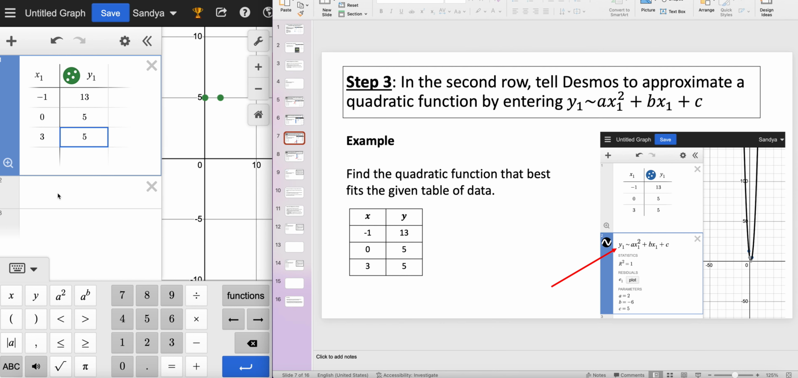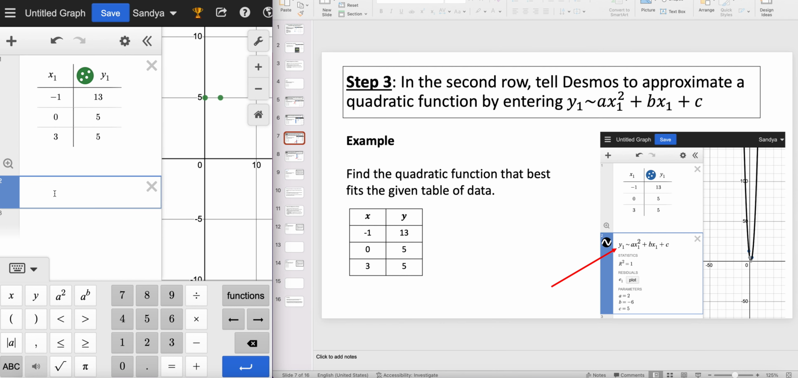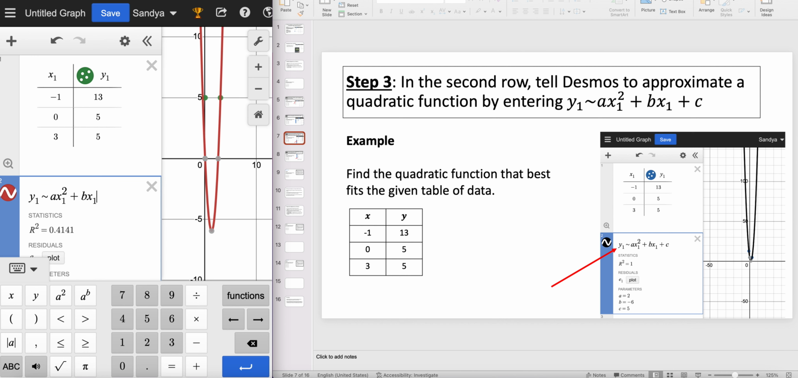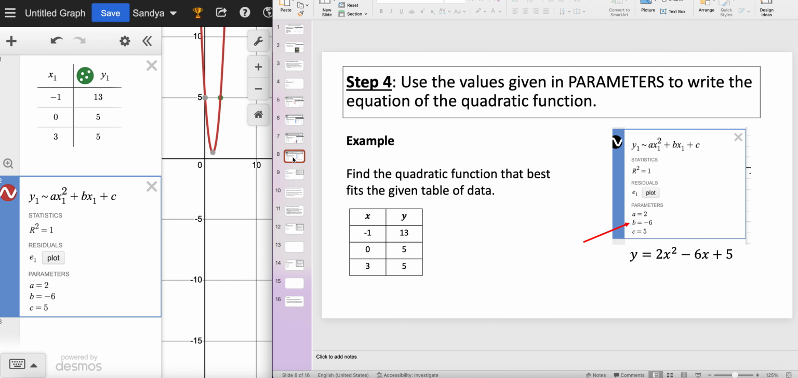So now what we're going to do is we're going to type in our general form of a quadratic. So y1 is approximately ax1 squared plus bx1 plus c. So when we do that, it now gives us these values that we can use to write the quadratic function. Notice under parameters, it says a is 2, b is -6, and c is 5. So that's how we get our equation, which is y equals 2x squared minus 6x plus 5.